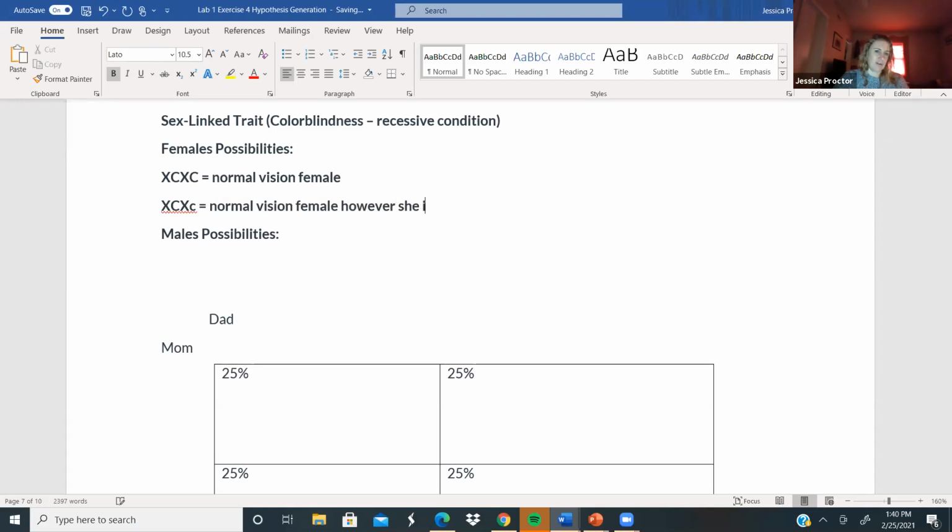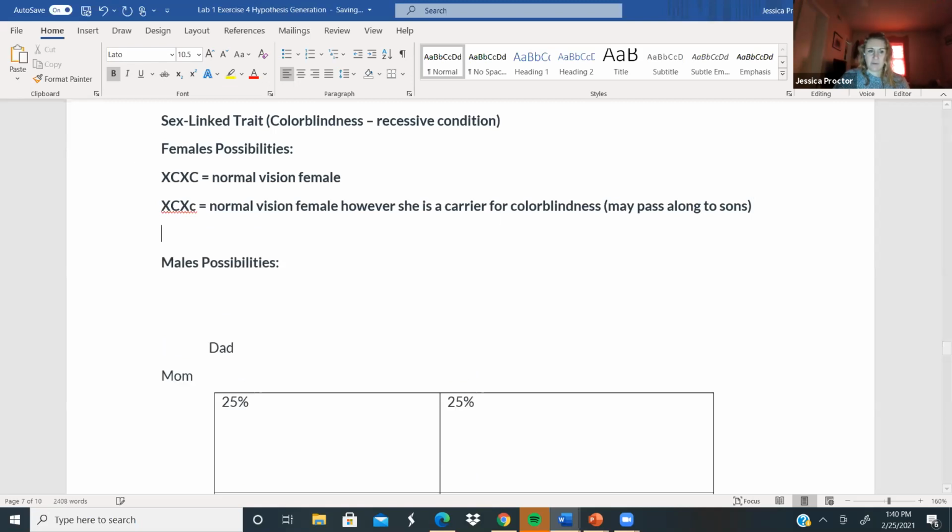However, she is a carrier for color blindness. So that means that she has normal vision herself. She can see perfectly fine. She can see all colors, but she may be more likely to pass it along to her sons. So, may pass along to sons.